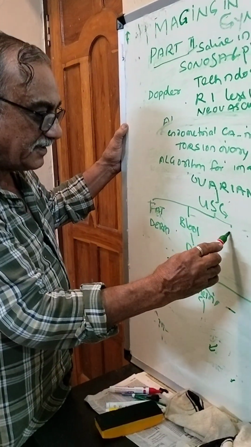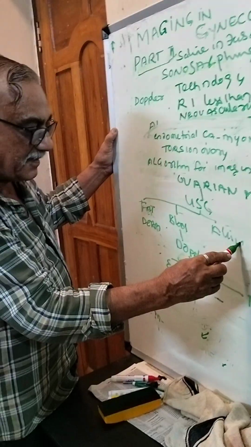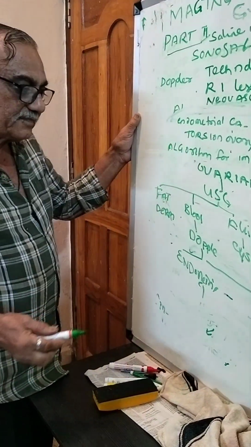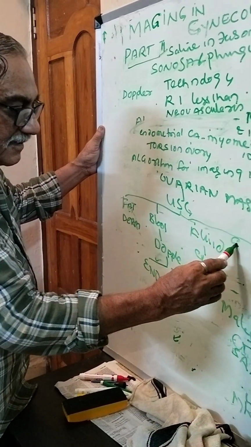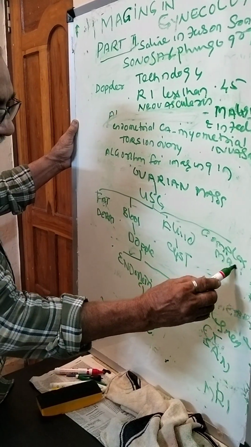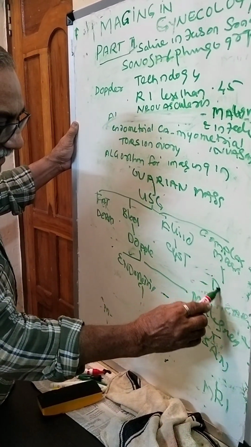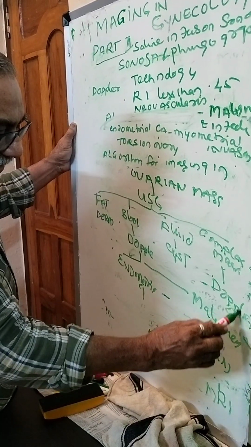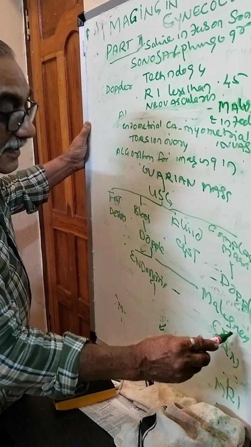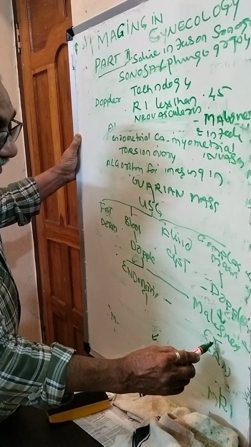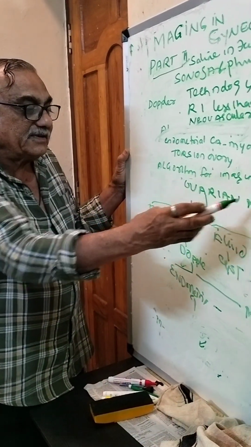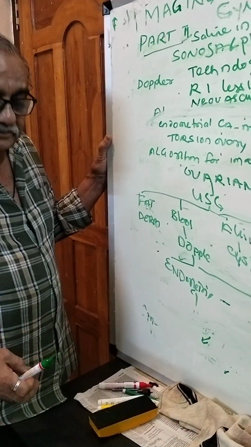Then suppose it shows fluid, then it is a simple cyst. Suppose it shows a complex mass, do Doppler. Suppose it shows malignant change, then a CT scan is to be done. This is the algorithm for imaging in a case of ovarian mass.